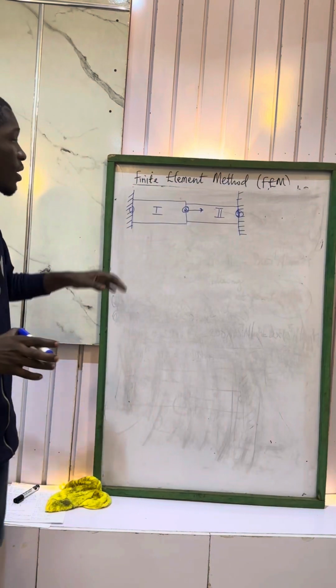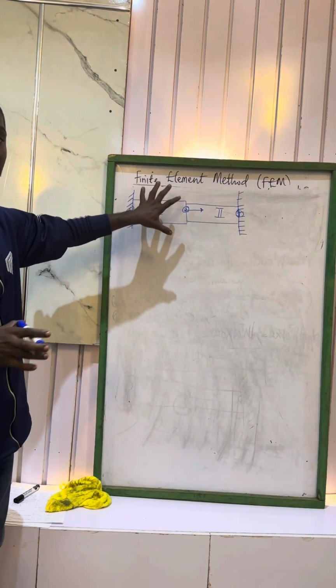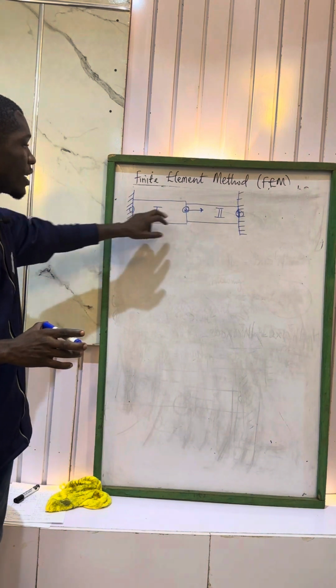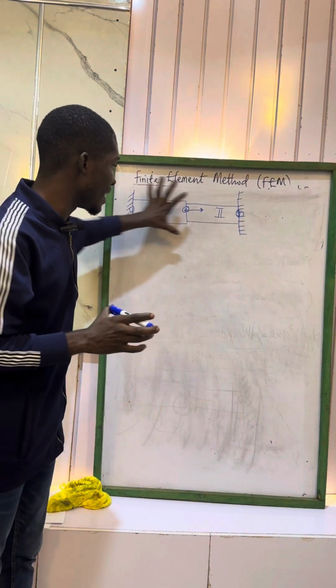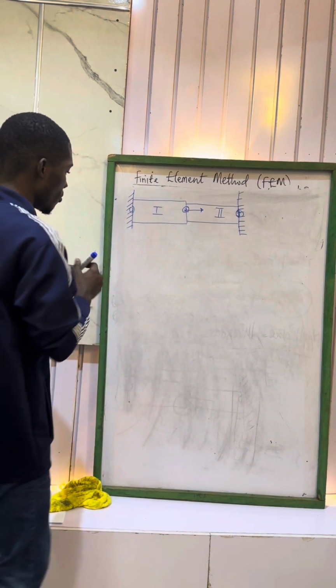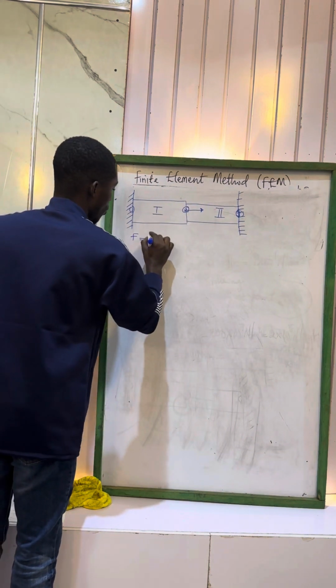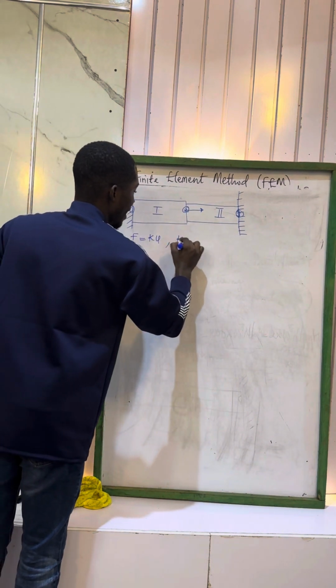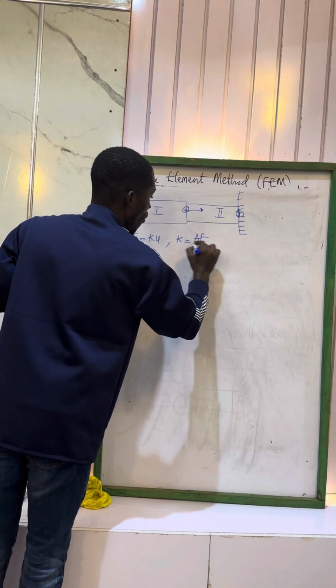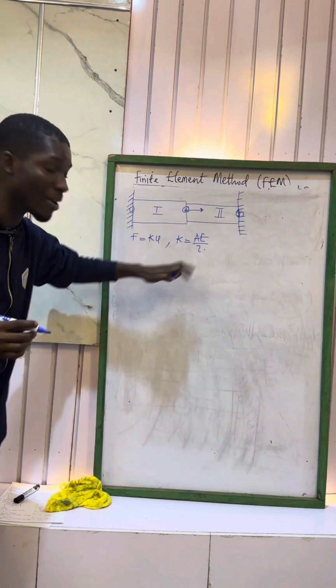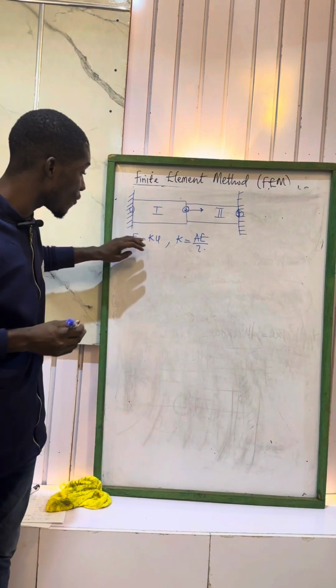Follow me. Now look at this. This is the body, right? So these are our first node, second node, and third node, and this is the element itself. We remember from Hooke's law that F equals KU, where our K is AE over L. Please take note of this formula. If you forget anything, you should not forget this formula.